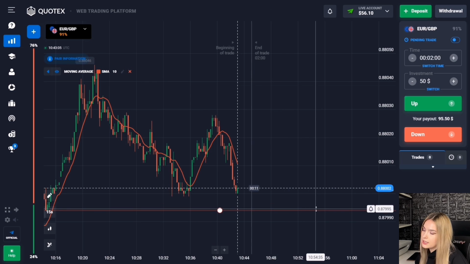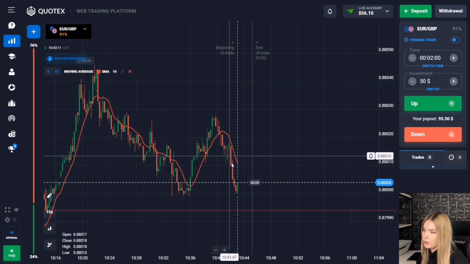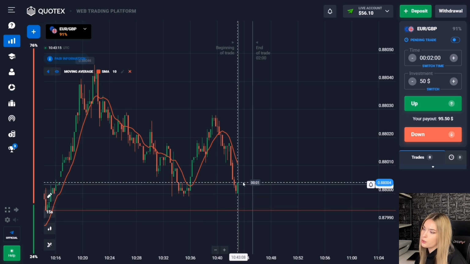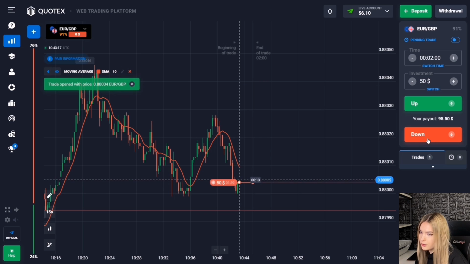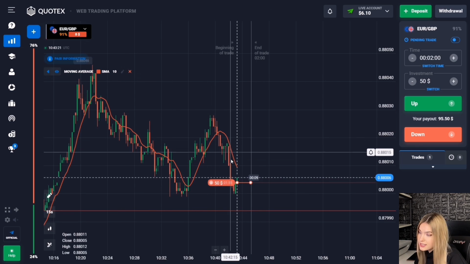Here we also see that there is a level of support. We also see that at the moment there has been a reversal and the price is moving towards our level. At the same time, there's still space to the level of support. Here we will also open a deal for 2 minutes to go down, since the price also has a good potential for going down. Price highs are getting lower.